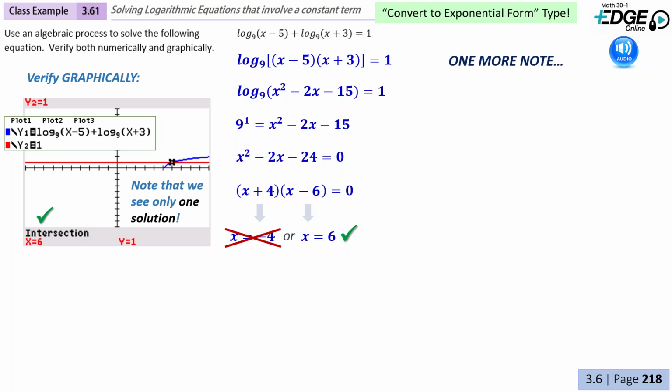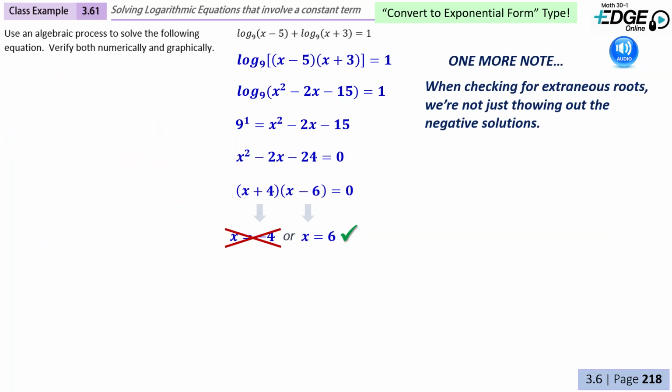One more thing to note here, that when we're checking for extraneous roots, we're not just throwing out the negative solution. So I know that this one was negative 4, so you might just think, okay, no negatives. We can't take the log of a negative number, right? But we might have thrown this negative 4 into the original logarithm, and it might have turned out that we weren't actually taking the log of a negative number, right? So you actually have to put it back in to make sure that you are indeed taking the logarithm of a negative number.